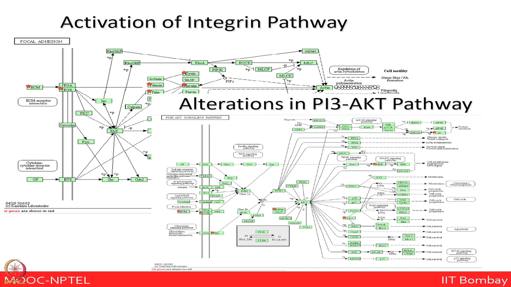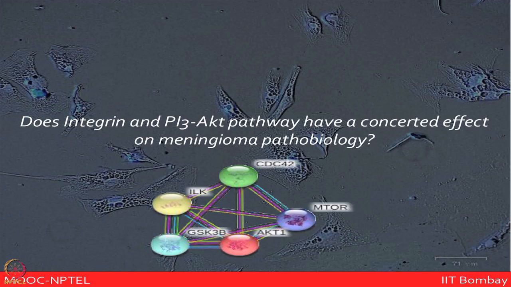So now the logical flow was to investigate this problem and look at this pathway in much more detail. This is the network shown here, and these proteins were identified from our discovery workflows. So our question was whether the integrin and PI3-AKT pathways have some concerted effect on meningioma pathobiology.